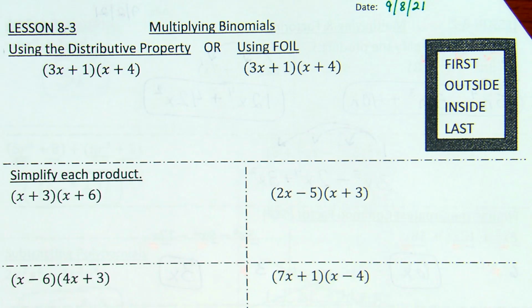Okay, lesson 8.3 is multiplying. Okay, multiplying binomials. Now, we can talk about it as distributive property. We can talk about it as FOIL. And I don't know what your preferences are, but the deal is you have to be able to multiply these.